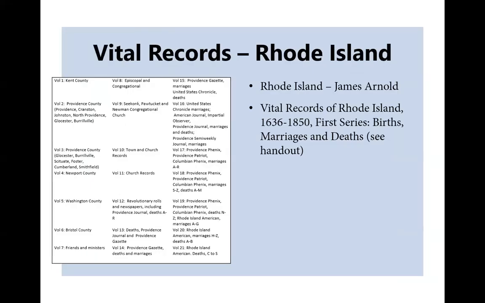Moving on to Rhode Island. Vital records in Rhode Island before 1850 were collected by James Arnold. James Arnold produced 21 volumes of data, with the last 10 volumes, as shown on this slide, being events that he abstracted from newspapers. The first 6 volumes in the series are organized by county, and the middle volumes include events abstracted from church and town records.